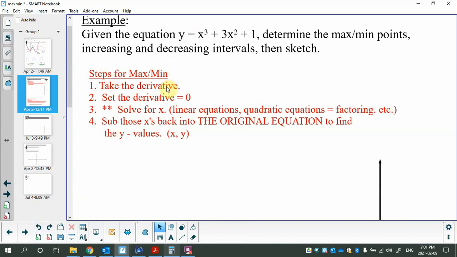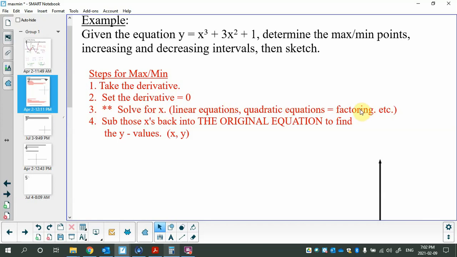So the first step is to take the derivative. Go figure that you're in calculus and you have to take the derivative. The next thing you have to do is you have to set the derivative equal to 0. Those are the two easy-ish things. The reason I say that is because step 3 is to solve for x.